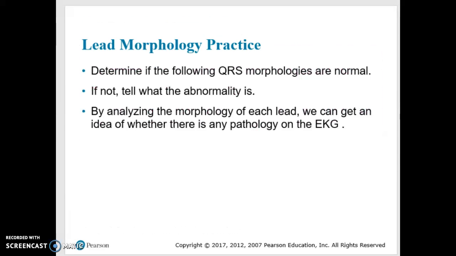Now we're going to move forward and we're going to talk about lead morphology practice. Again, what I just went over in the last slide, we're going to determine if the following QRS morphologies are normal. If not, what is abnormal? Is it pointing in the wrong direction? Is it positive? Is it negative? By analyzing the morphology of each lead, we can get an idea of whether there is a pathology on the EKG.